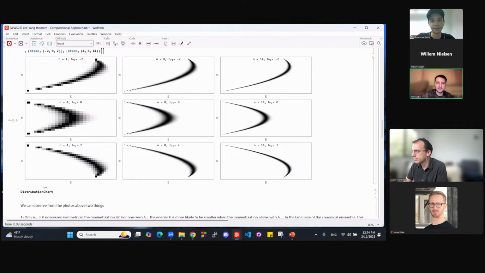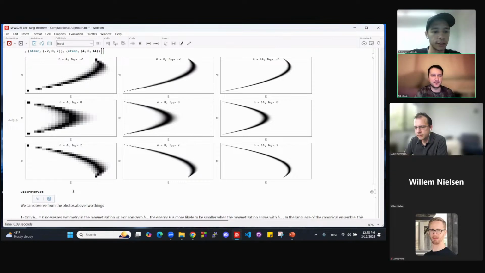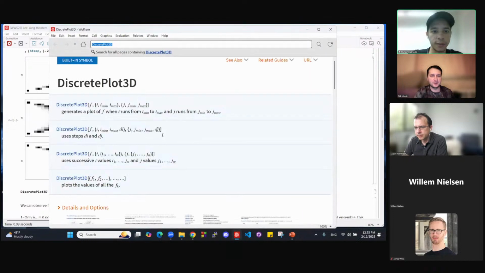But even this plot, instead of the density of color, you just have a column height, in 3 dimensions. So in this case, a distribution chart would look nice because now you have discrete values in m. You can use a discrete plot 3D function instead of distribution. Okay, this one. Okay, the 3D version. That's definitely also interesting.